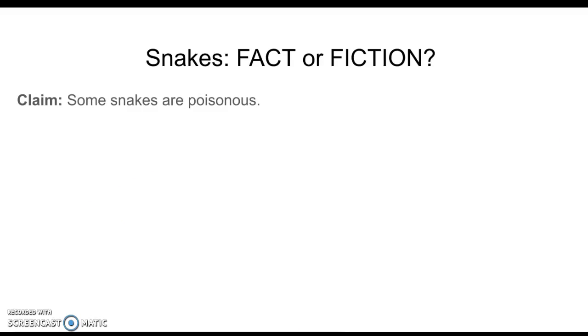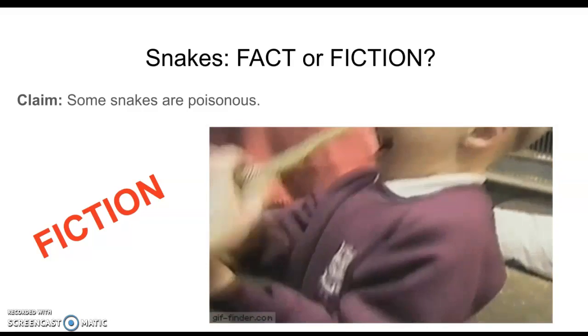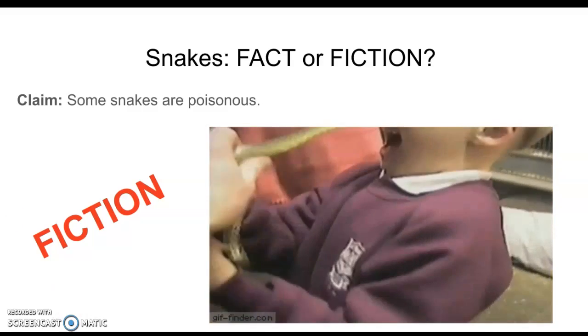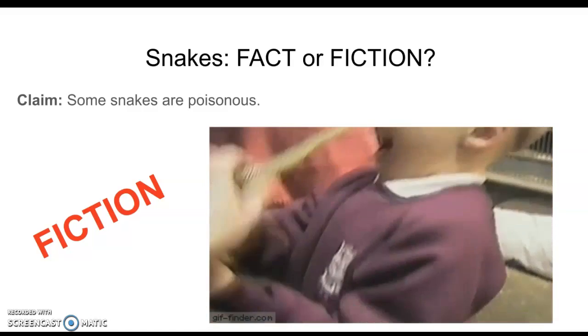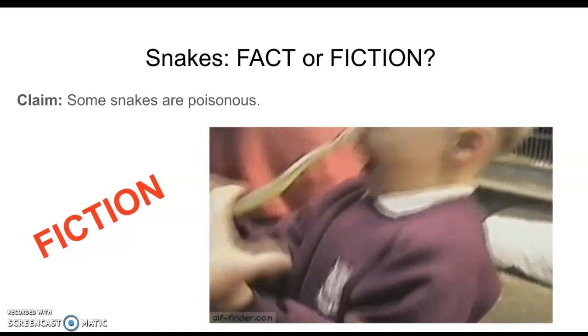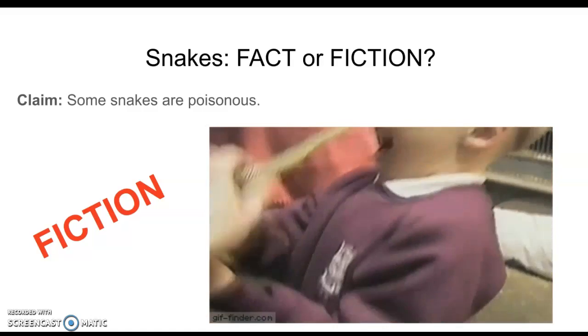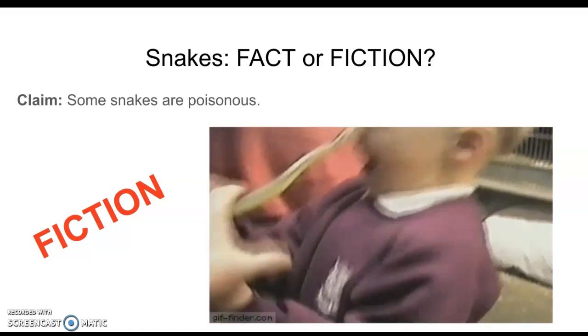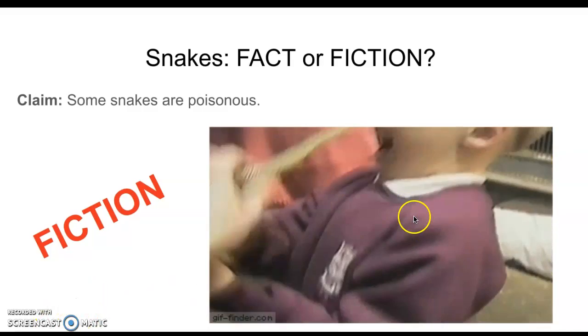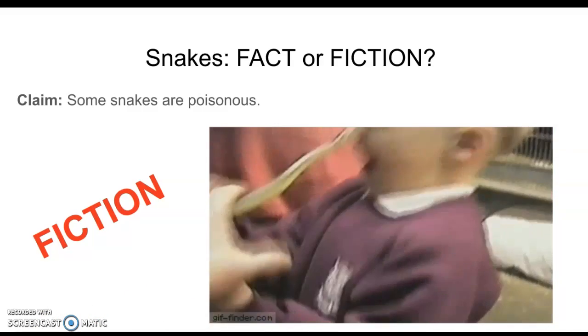Some snakes are poisonous. Fact or fiction? The answer is fiction. Snakes are not really poisonous. Poisonous means that you eat it and you die because you cannot eat it. Snakes actually carry venom. So when something is poisonous, it means that you ingest it, then you get sick because you ate it. You can actually eat a snake. But if a snake that carries venom, a venomous snake, bites you, then you can get hurt. So the snake actually has to bite you, like in this case here, in order for it to hurt you.